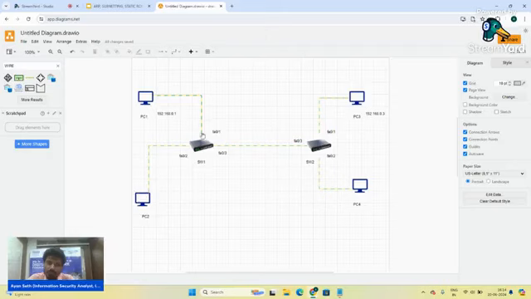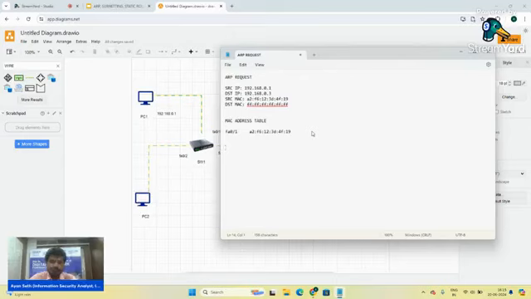The whole ARP request was a broadcast message, but the ARP reply will go from PC3 to switch 2 directly. Switch 2 will not broadcast it again, because switch 2 knows that switch 1 is connected with the FA03 interface. So it will be received by switch 1, and switch 1 knows that PC1 is connected with the FA01 interface. So it will directly send that reply to PC1. In the ARP reply, what will be written? The source IP will be the IP address of PC3.